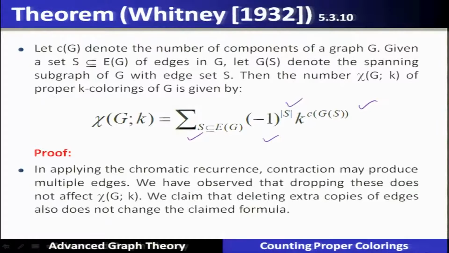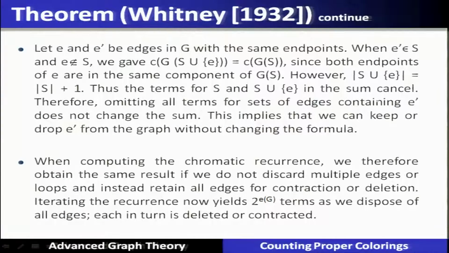In the proof, in applying the chromatic recurrence, contraction may produce multiple edges. We have observed that dropping these does not affect chi of G with k. We claim that deleting extra copies of the edges does not change the claimed formula. Let E and E prime be edges in G with the same endpoints. When E prime is in S and E is not in S, the number of components of G of S union E is equal to the number of components of G of S, since both endpoints of E are in the same component. However, the cardinality of S union E is the cardinality of S plus 1, thus the terms of S and S union E in the sum cancel. Therefore, omitting all the terms for sets of edges containing E prime does not change the sum. This implies that we can keep or drop them from the graphs without changing the formula.